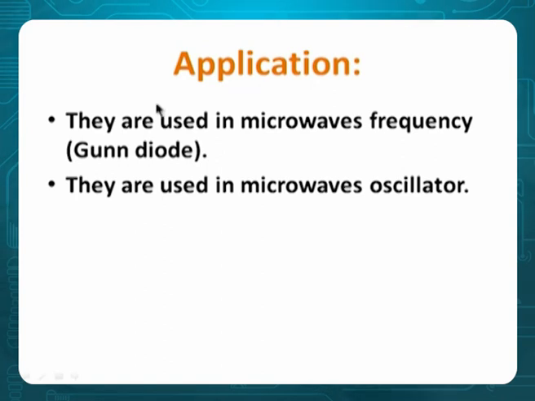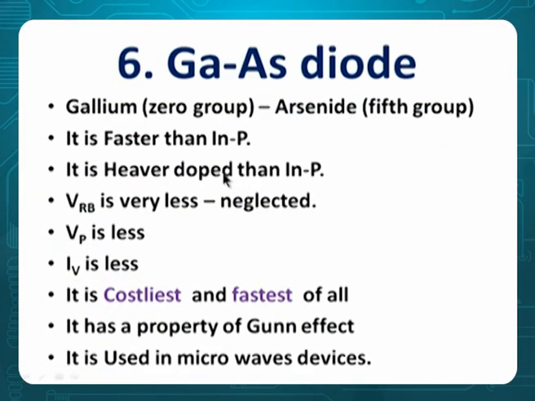And what are they? They are used in microwave frequencies. They are called Gunn diodes. They are used in microwave oscillators. So this is the special diode we have.